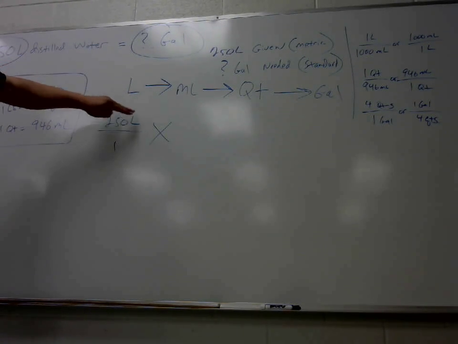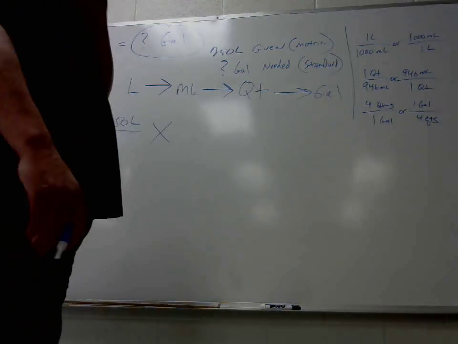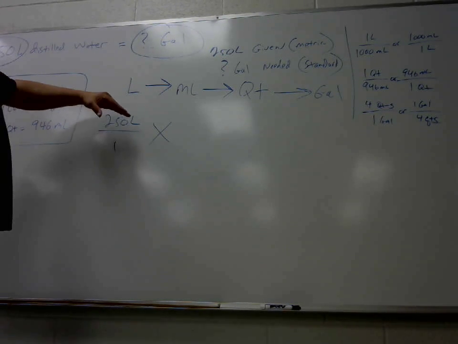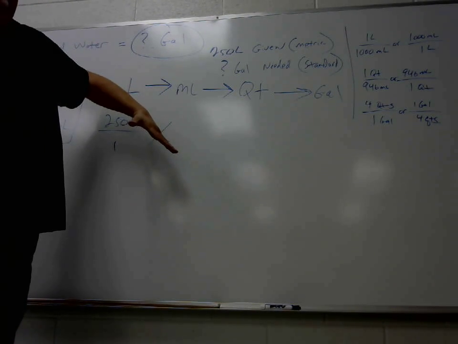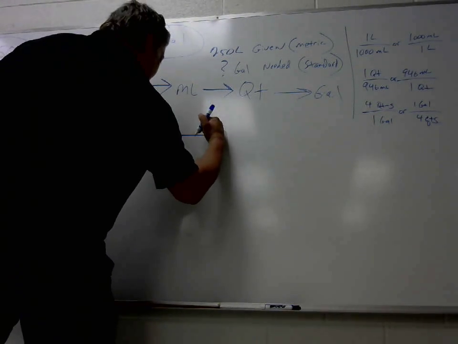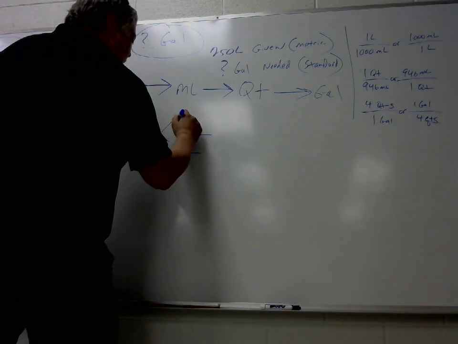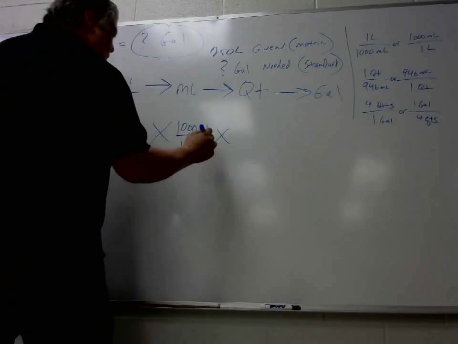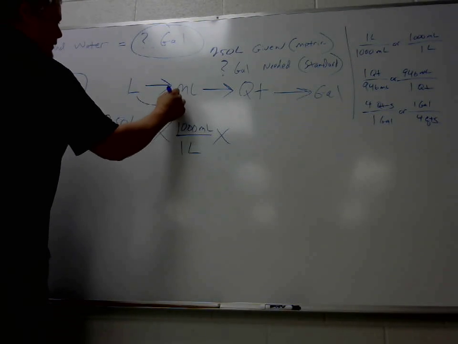Okay, we're in liters, right? How do we get from liters to milliliters? Well, we have a conversion factor that takes us from liters to milliliters. If we're trying to get out of liters and into milliliters, we're going to go diagonally, right? That's how they're going to cross each other out. So that means that liters, which is what you're trying to get away from, is going to be on the bottom. So 1 liter is equal to 1,000 milliliters.